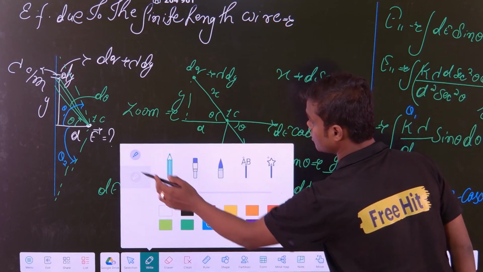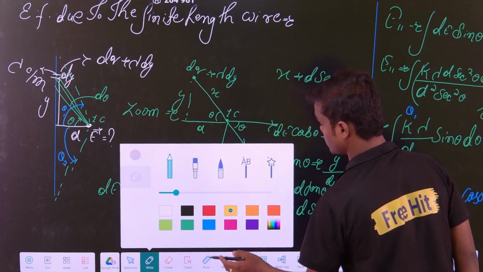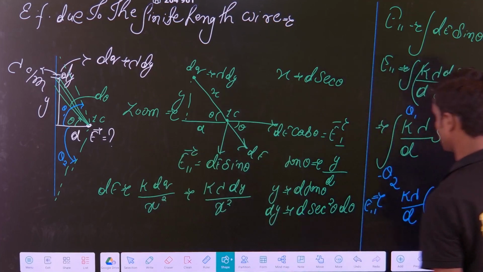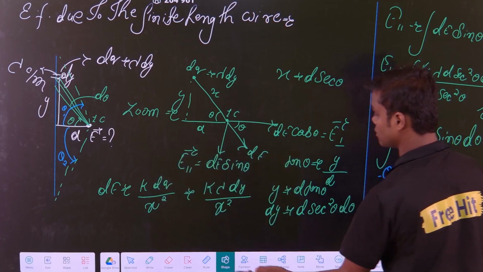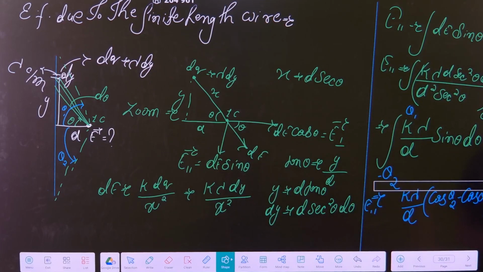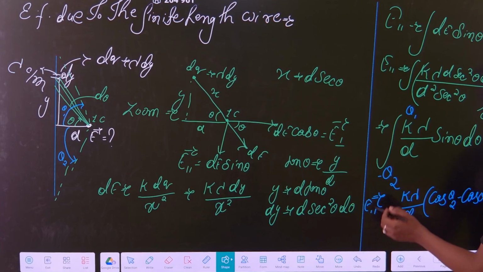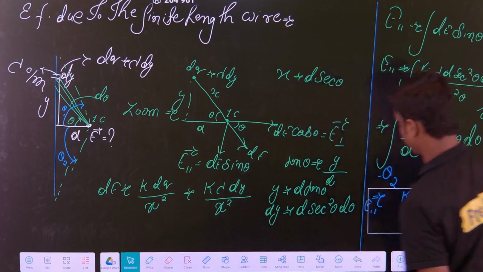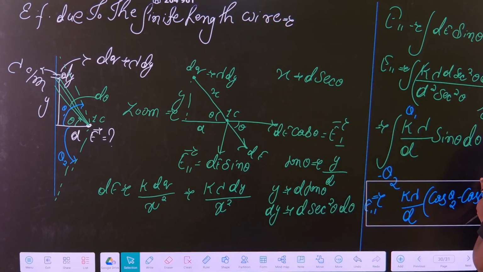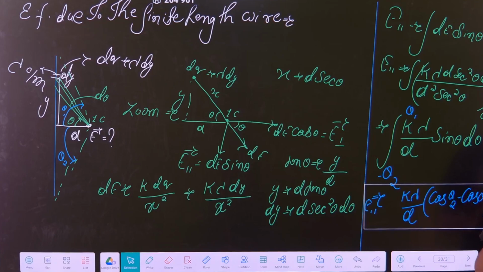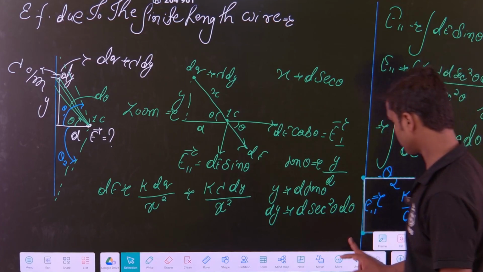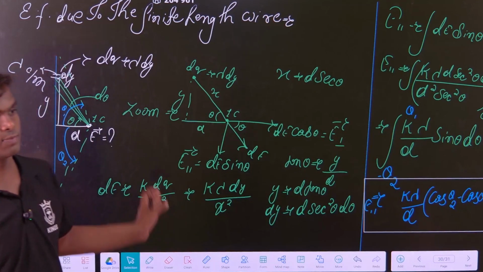This formula should be remembered. You have to remember this formula always, because this is a very important formula. If someone asks you at any time, you have to answer this formula, because it is a very important formula. I hope it is clear to you. Clear? Any doubt? So this is my E parallel.